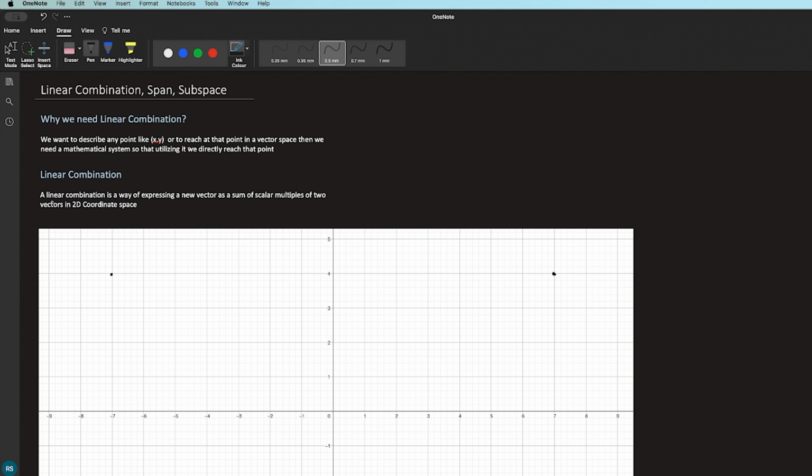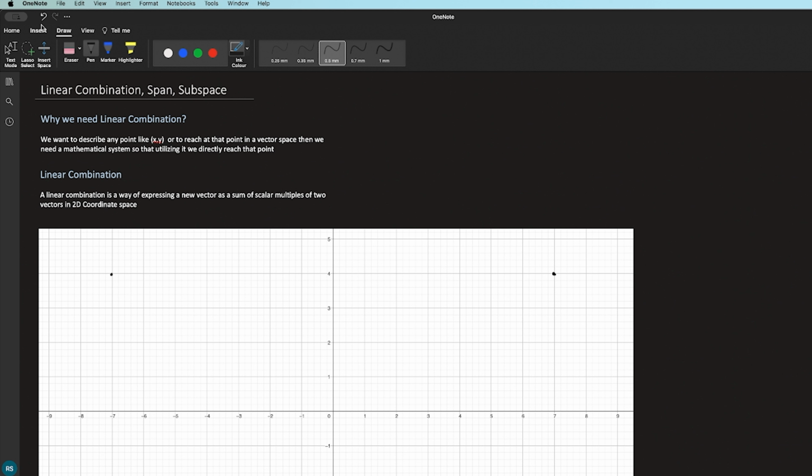I have written the definition here for the linear combination. A linear combination is a way of expressing a new vector as a sum of scalar multiples of two vectors in 2D coordinate space. Making it simpler, I can say that a linear combination is the sum of scaled vectors. We will study how it is a sum of scaled vectors. I am going to show you visually so you can understand better.